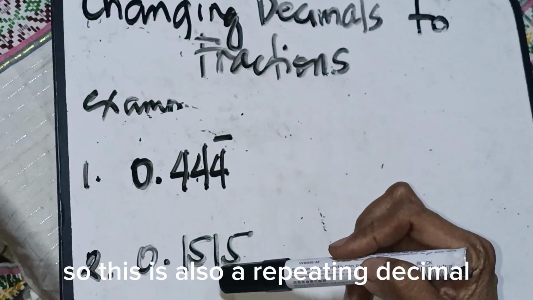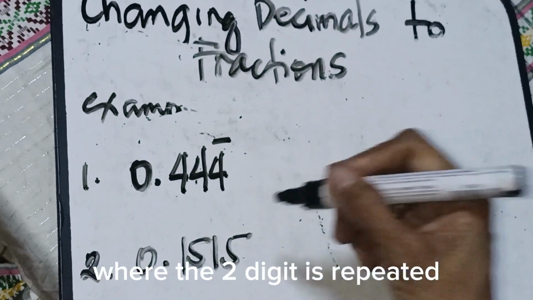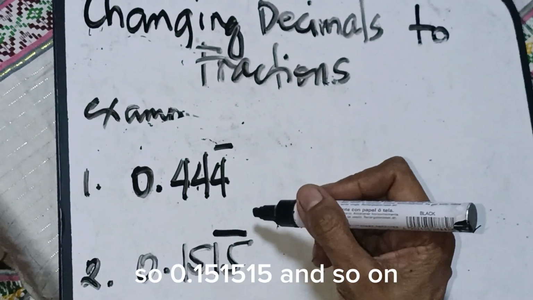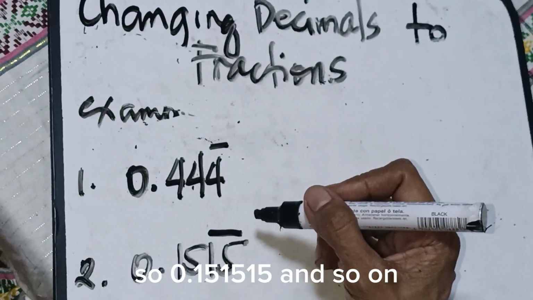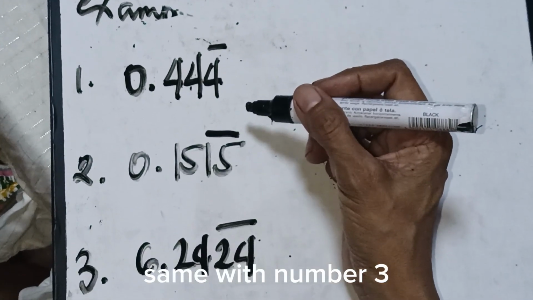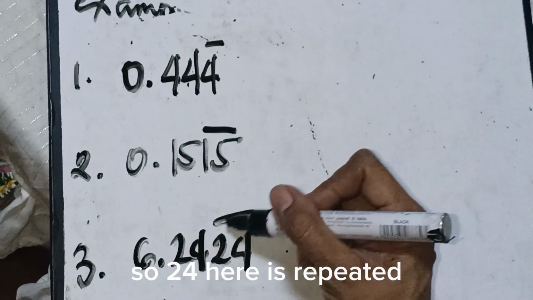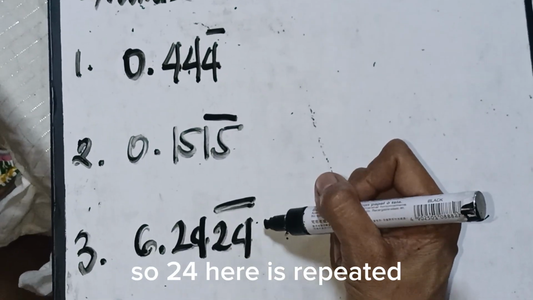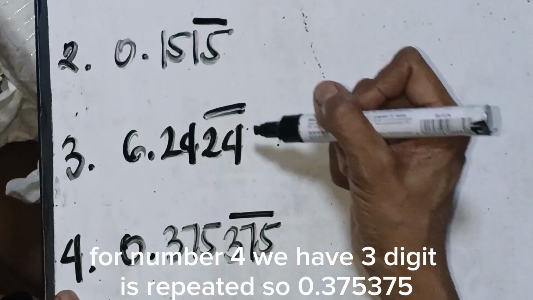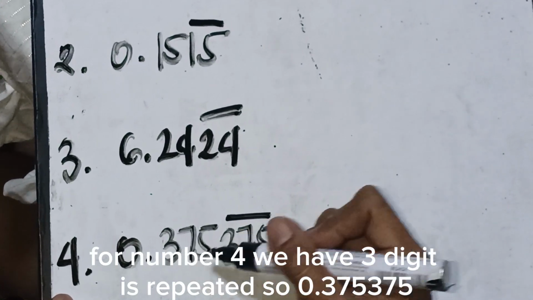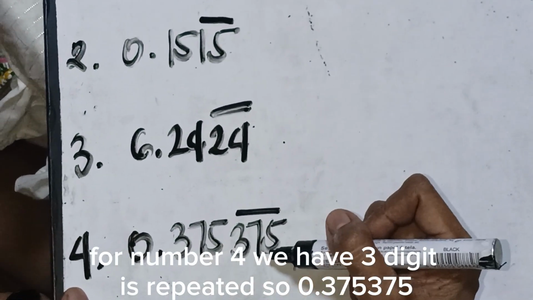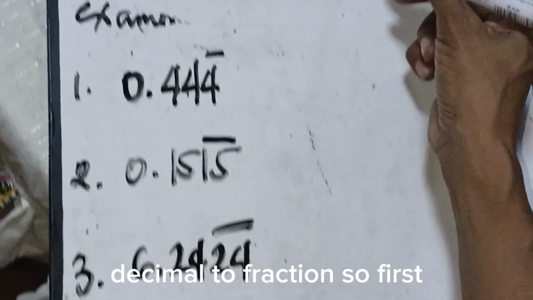What about in number 2? This is also a repeating decimal where the 2 digits are repeated. So 0.151515 and so on. Same with number 3, 6.2424. There is a vinculum, so 24 here is repeated. For number 4, we have 3 digits repeated. So 0.375. So how are we going to express decimal to fraction?